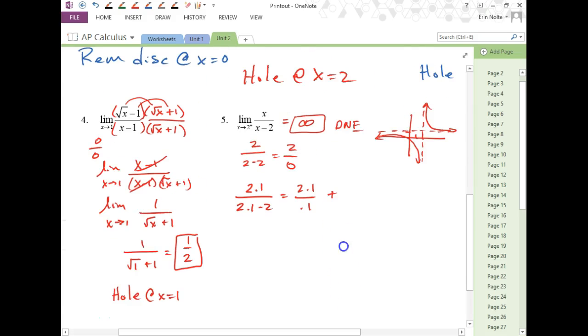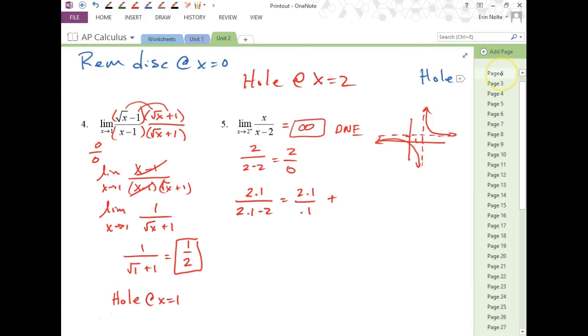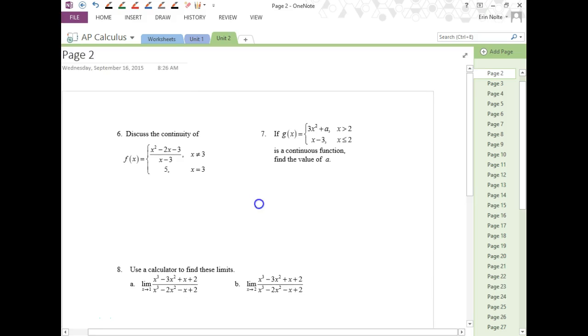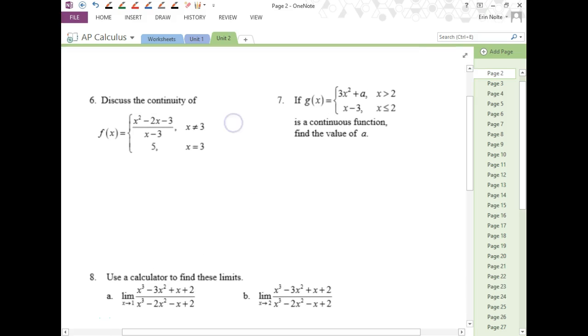Oh, I have to go to page 2, I guess. Is that what you guys have next? Is this right? 6? Okay. So number 6 says discuss the continuity. Now we're deciding is there holes, jumps, asymptotes, and we are saying specifically is it a removable discontinuity, is it a non-removable discontinuity, and where specifically.